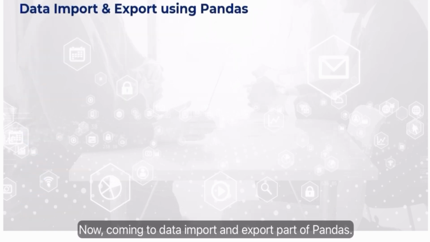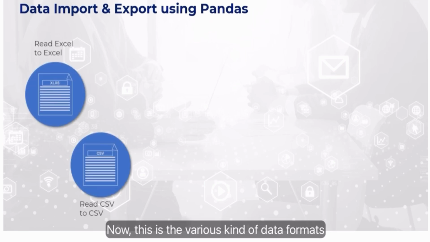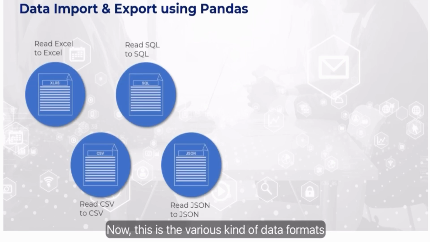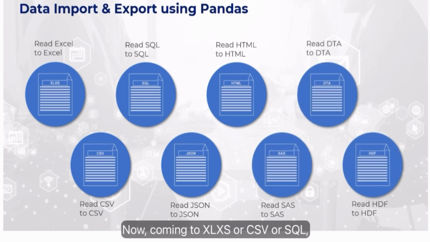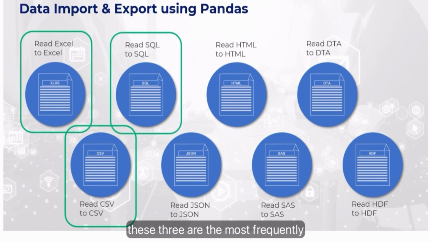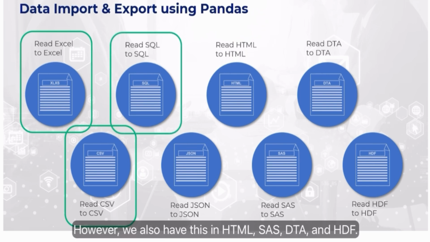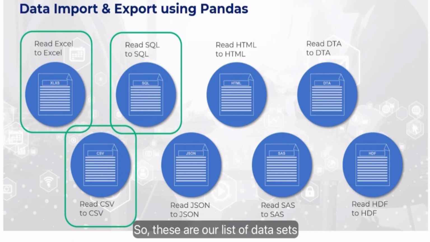Now coming to the data import and export part of pandas. These are the various kinds of data formats which can be handled by the pandas library. XLSX, CSV and SQL, these three are the most frequently utilized data formats. However, we also have JSON, HTML, SAS, DTA and SDF. So these are the data formats which can be imported, and in these formats we can also export the data out of pandas.